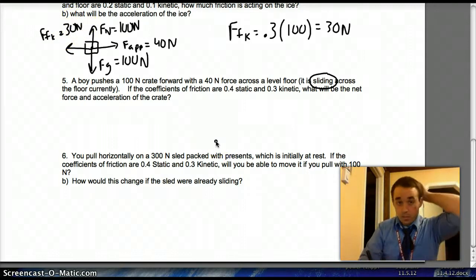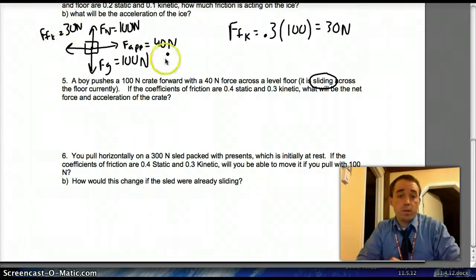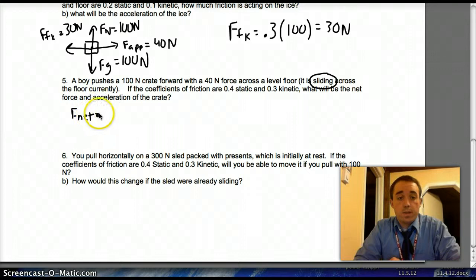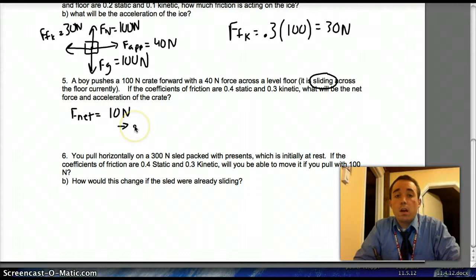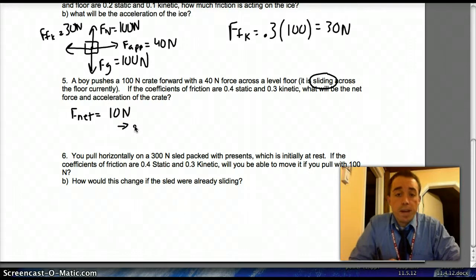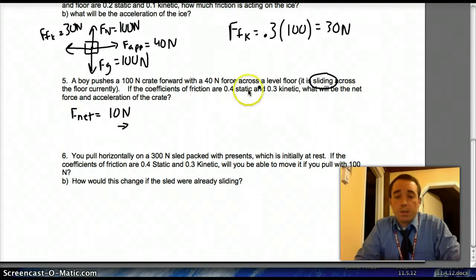So, the normal force and our force of gravity cancel out. My net force is simply total right minus total left. And my net force in this case is going to be 10 newtons to the right. And then I have to find the acceleration of the crate. Again, that keyword, I don't care about static because it's already sliding. I'm past that, I'm into kinetic friction. So my net force is 10 newtons to the right.